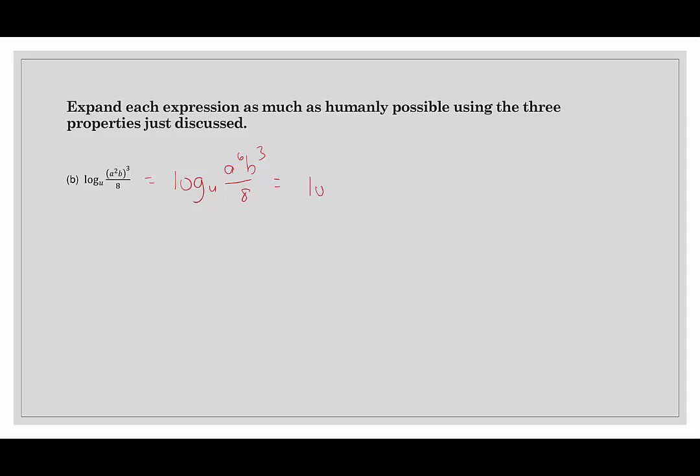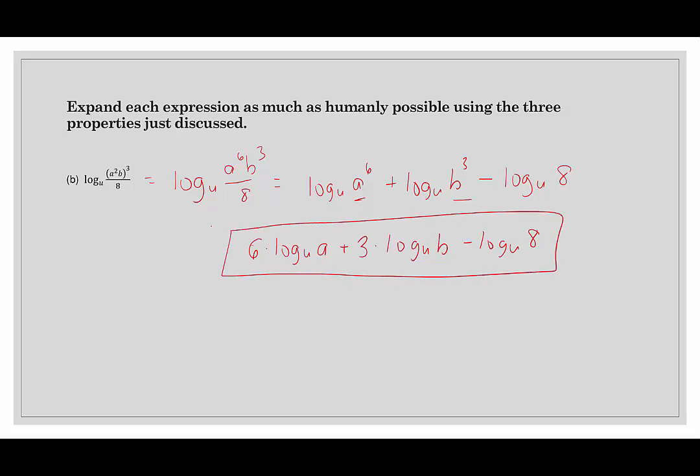Okay, so now let's split up our three different bases. So I'm going to write this as log base u of a to the 6th plus log base u of b cubed. That 8 is in the denominator, so there should be a subtraction sign in front indicating it gets moved to the denominator, log base u of 8. Now let's clean this up because I still have some arguments that have exponents that aren't 1. This will become 6 times log base u of a plus 3 times log base u of b minus log base u of 8. And that is fully expanded.